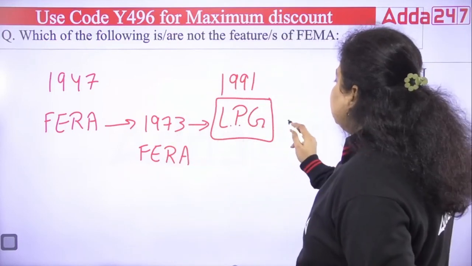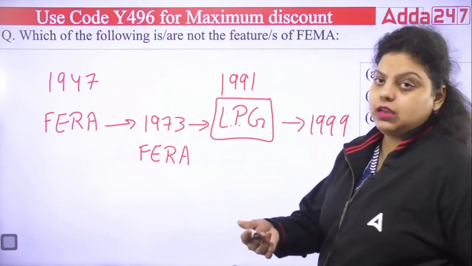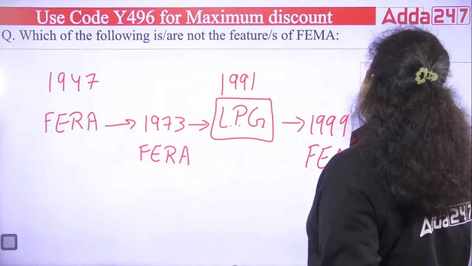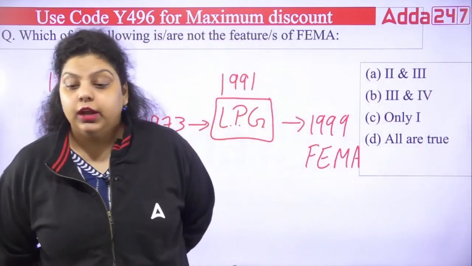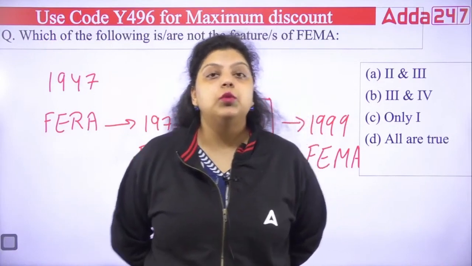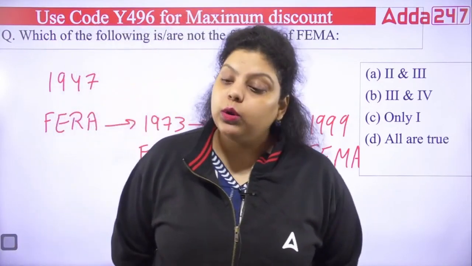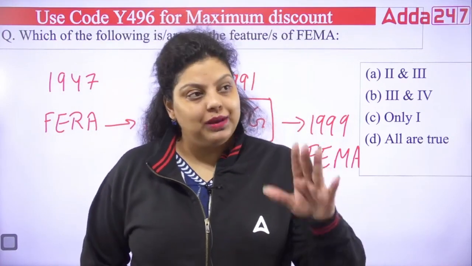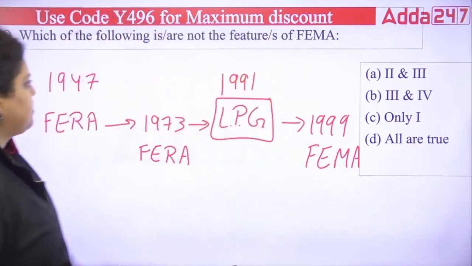So what happened? In 1999, we, the RBI, replaced FERA with FEMA. Now FEMA stands for Foreign Exchange Management Act. This said that we are only going to manage the foreign exchange. We are not going to put any restrictions. We are only going to manage the foreign exchange, and that's where globalization was supported by FEMA. Okay, and this is how FEMA was introduced.